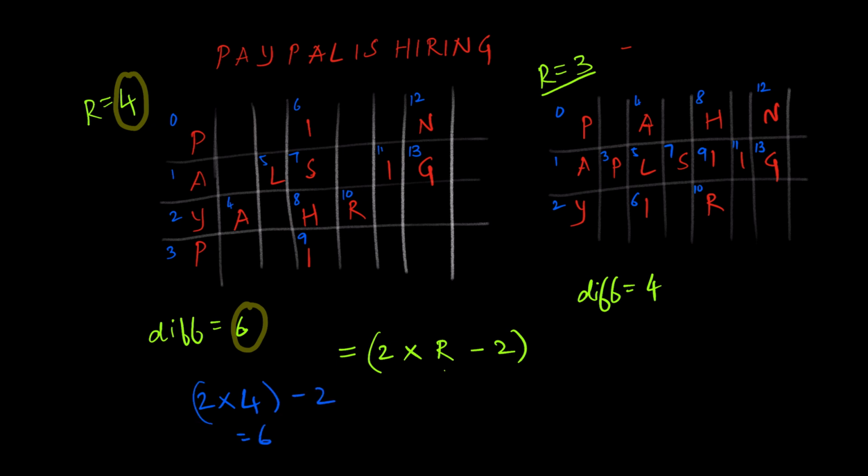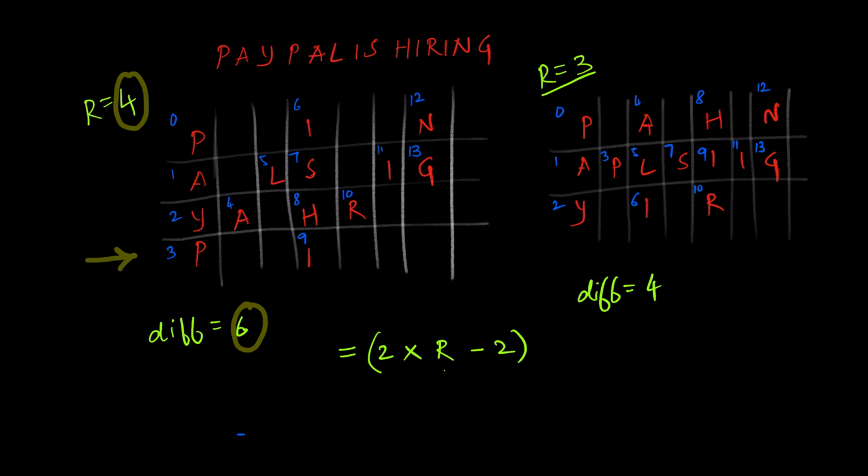And with the row equal to 3, 2 into r minus 2, 6 minus 2, which will give me 4. The formula aligns with the difference that we are expecting in both the examples. Now if we look at the last row in both the examples, the difference is again the same.